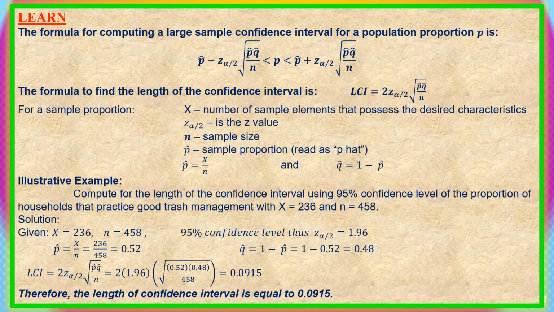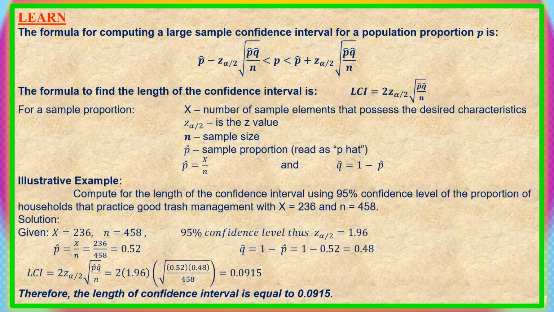For a sample proportion, your x is the number of sample elements that possess the desired characteristic. Your z sub alpha over 2 is the z-value. Your n is the sample size. Your p hat is the sample proportion, read as p hat. Your p hat is equal to x over n. So if you're not given the exact value of p hat, that is simply x divided by n. And your q hat is 1 minus p hat.